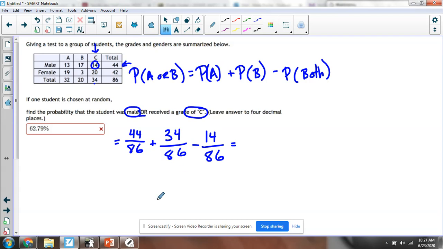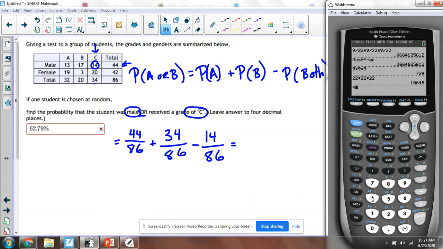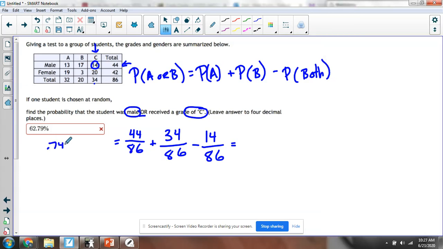So you can just plug that in your calculator the way it's written, 44 divided by 86 plus 34 divided by 86 minus 14 divided by 86. So you get 0.7442. And that's it for that one.